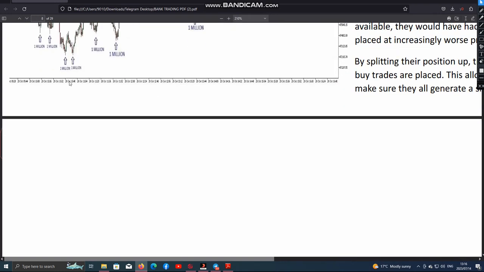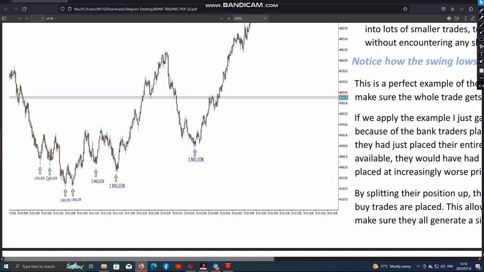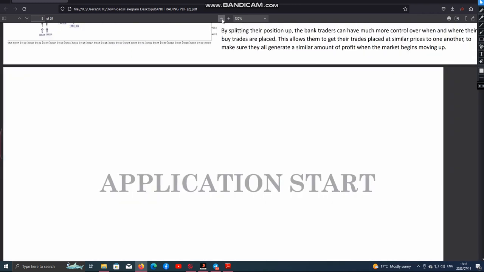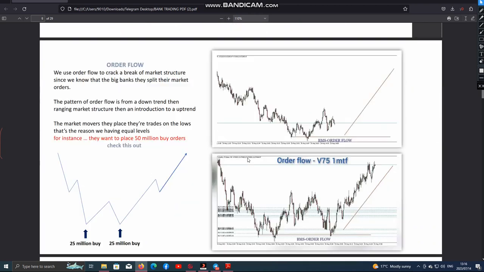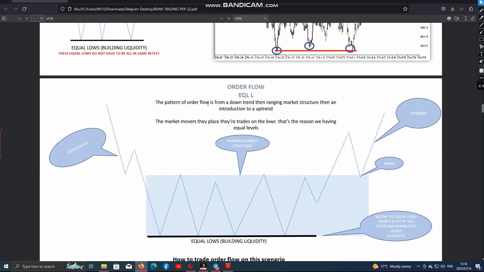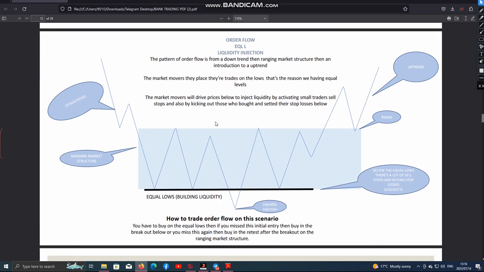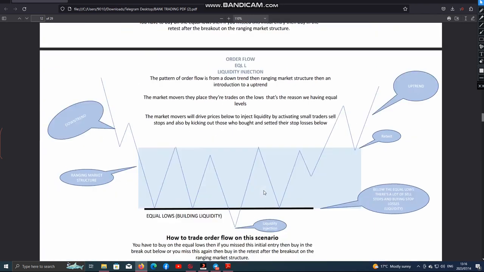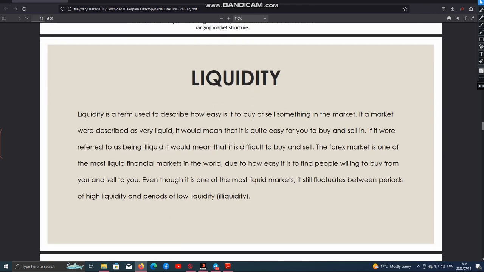I showed you this, that the market makers, they split their orders. 1 million, 1 million, but at the end, it moves according to their direction. So everything is here, guys. It's just a matter of you studying these things. I've even shown you that the market can create a liquidity injection there. Everything is there. So we're going to be going to the next topic, which is called liquidity.